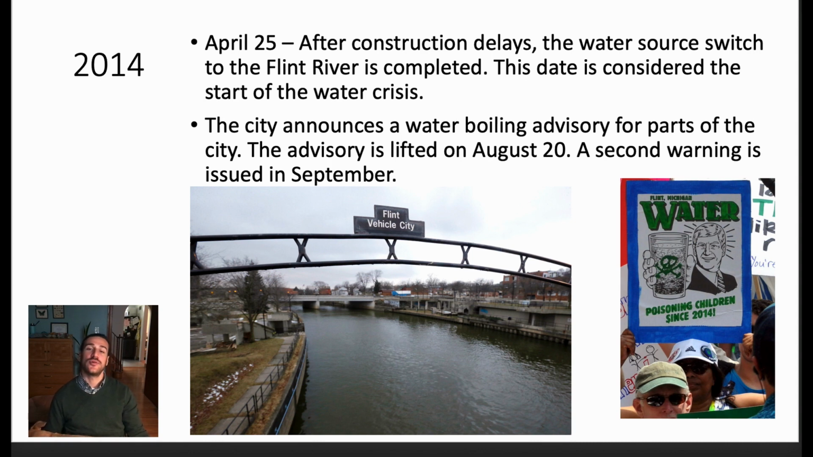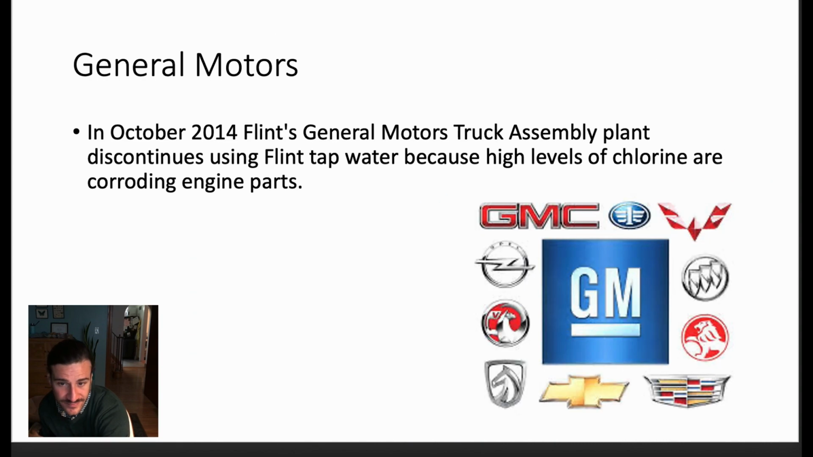So on April 25th, 2014, you have this official switchover. Shortly after, in August, the city announces a boil water advisory. So if you want to use the water, you have to boil it. How nice, right? It's pretty crazy to me that a state of emergency wasn't issued right in August. A second warning was issued in September. In October of 2014, a GM plant discontinued its use of the Flint tap water because high levels of chlorine and other corrosive materials actually corroded their engine parts.